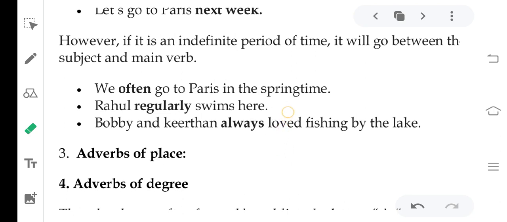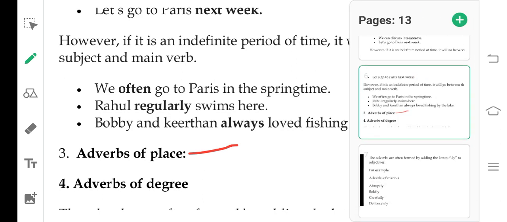Next one is adverbs of place. What are adverbs of place? For example, we can say everywhere, here, inside, there, underground, upstairs, etc. So these are the adverbs of place. And adverbs of degree, for example, almost, also, enough, not, quite, rather, and so on and so forth. Okay, let's move on to the next slide.